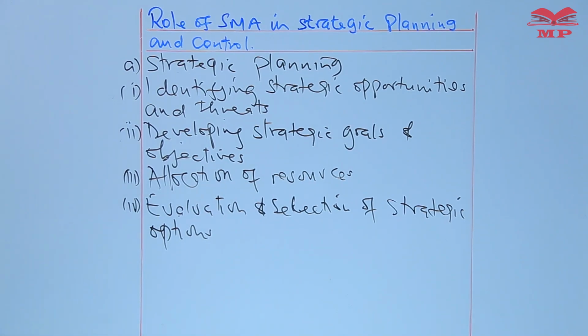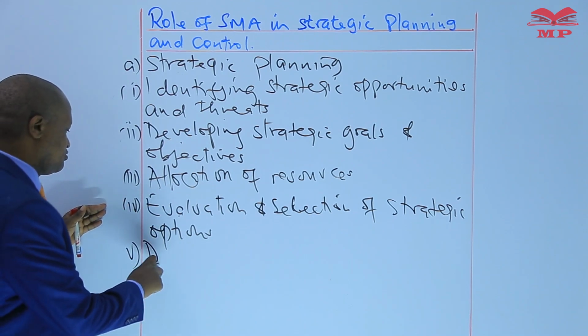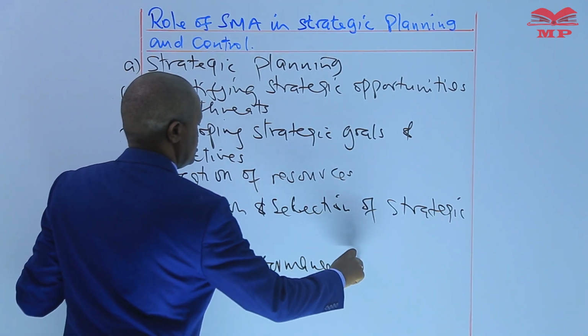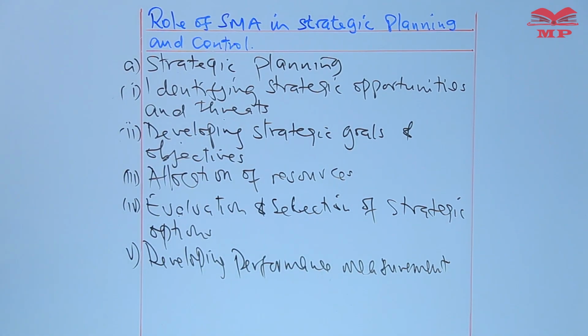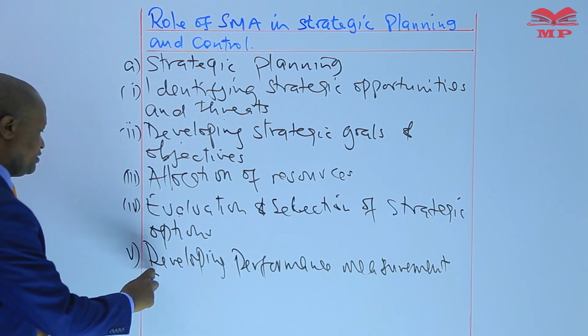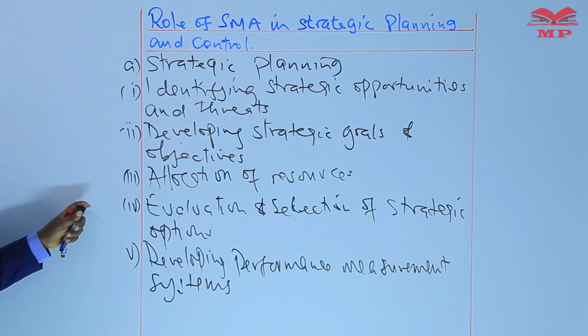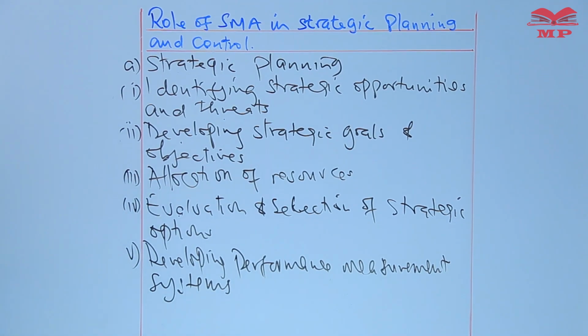These are four roles of strategic management accounting in strategic planning. We may add a role like development of performance measurement systems. SMA contributes to developing performance measurement systems that track progress towards strategic goals. It may also identify areas for improvement.